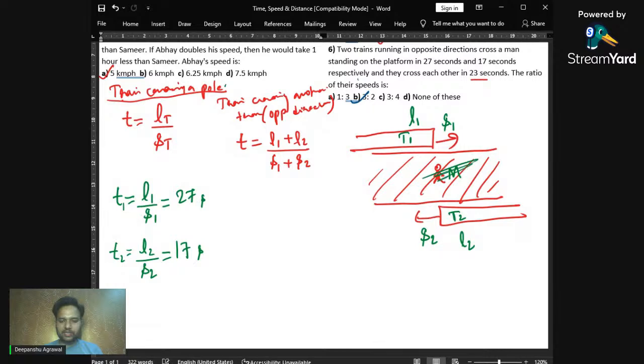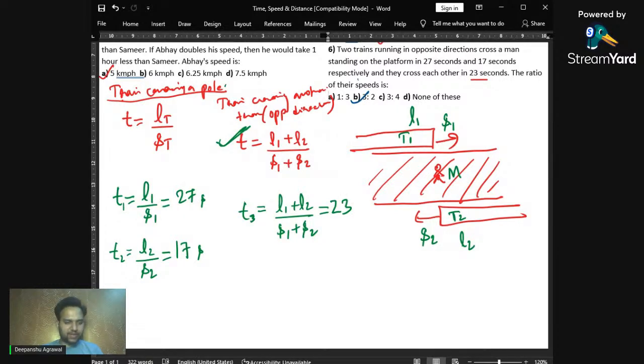Now, if we forget the man and the platform, this train is actually crossing this train in the opposite direction. So according to this formula, the time taken by one train to cross another train, let's name it T3, will be given as length of the first train plus length of the second train divided by speed of the first train plus speed of the second train, which is given as 23.